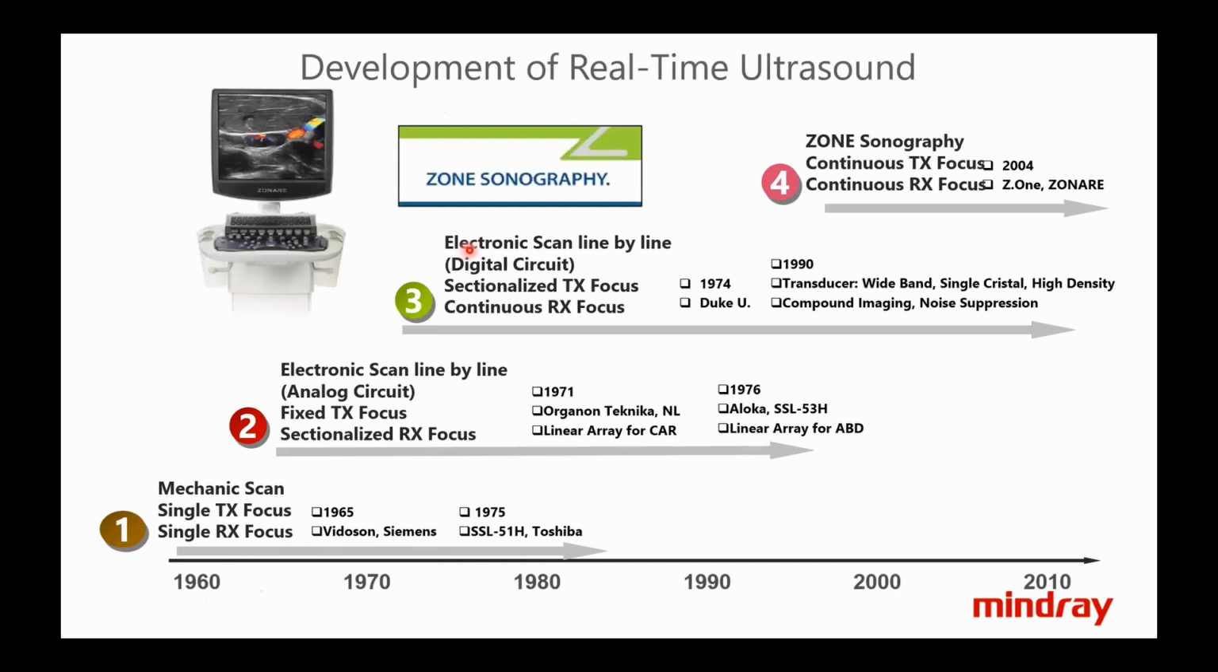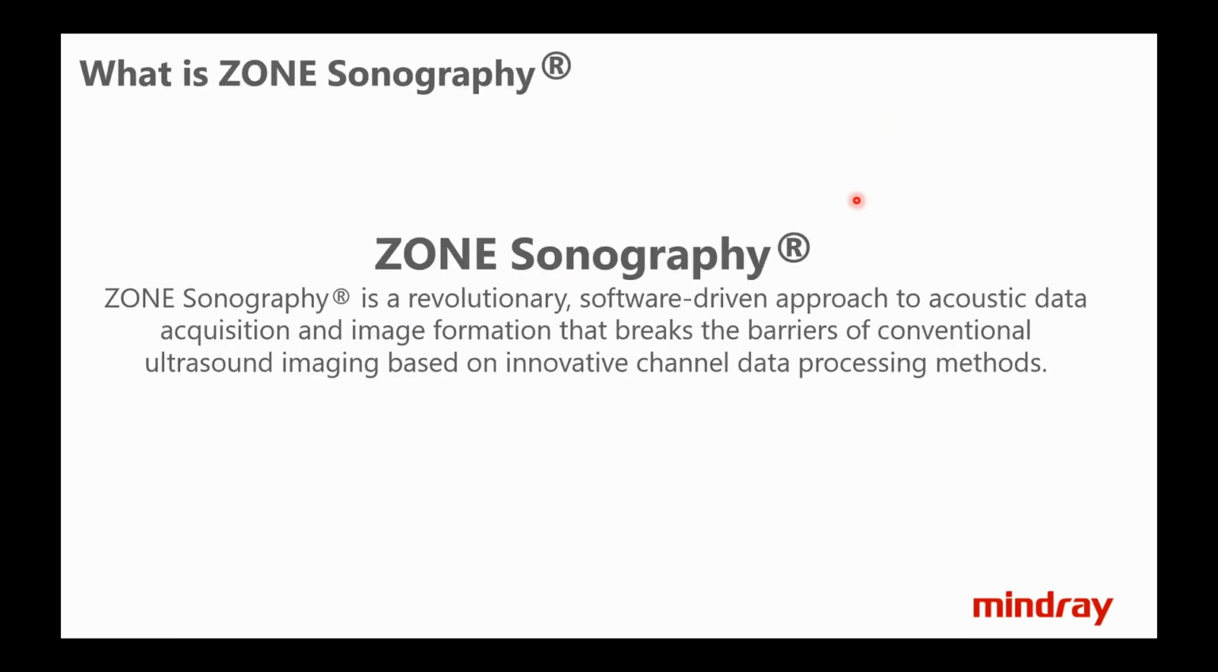If we need to know the ranking and the ascending of technology, we started since 1960 with mechanical scanning. After that, we went to electronic scanning, then electronic scan line by line as a digital circuit. But now we use zone sonography. Zone sonography started around 2004 and continues till now by adding some features.